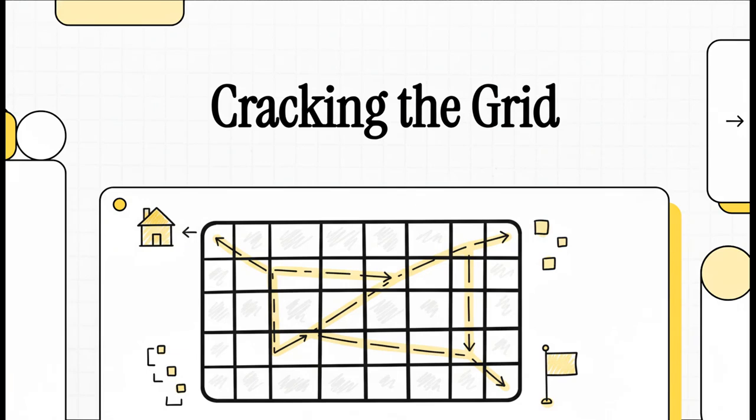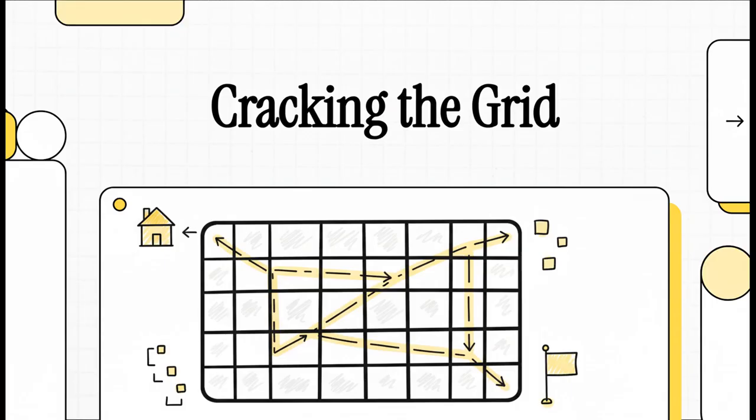All right, let's jump right in. Imagine you're standing on a street corner in a city that's a perfect grid. Your destination is several blocks away, and the rules are simple. You can only walk south or east. So, how many different ways can you get there? Today, we're going to crack this classic puzzle, a real favorite in coding interviews known as the unique paths problem.